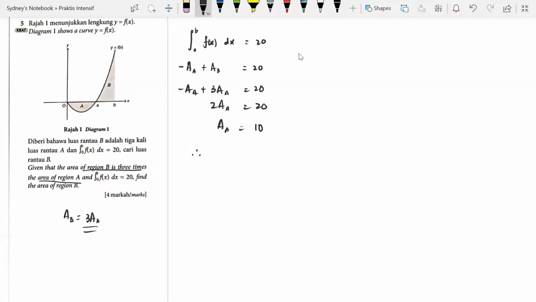And from there, to find the area of region B, we just take 3 times 10. That is 30 square units. That's it. So we found the answer for B.